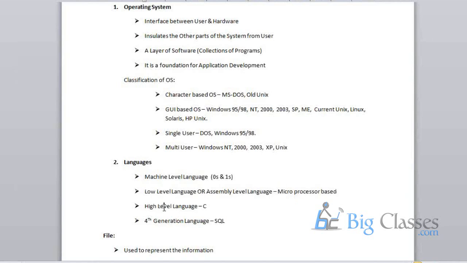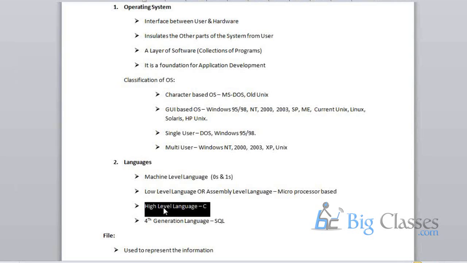Then high level language, C programming. So C programming is a high level language. Why do we call it high level? Because it has advanced features and it supports application development. For example, the Unix operating system is built on the C programming language. So C programming language is used to construct the Unix operating system.